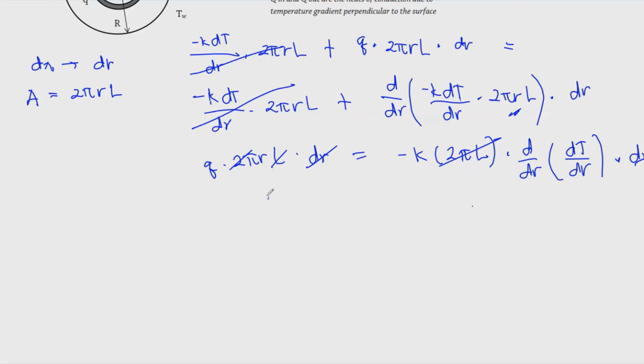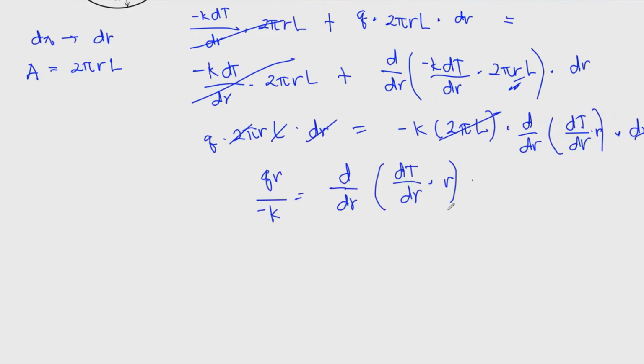Okay, now I'm left with q r over negative k, since I'll be dividing both sides by negative k, and then d over dr of r dT over dr. Sorry, I forgot to add r here. So multiply with r. Actually, r comes from this portion.